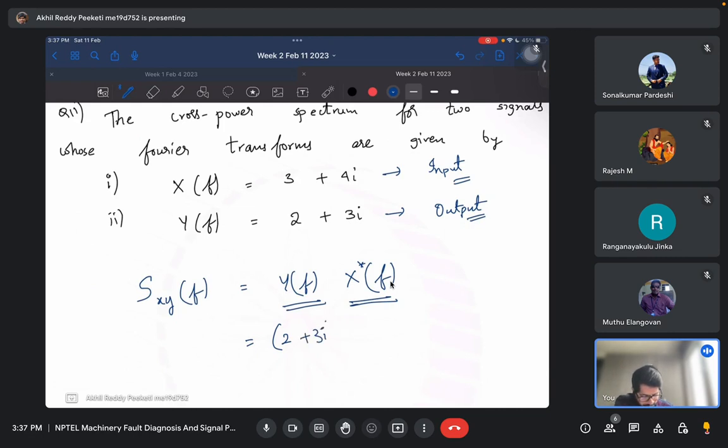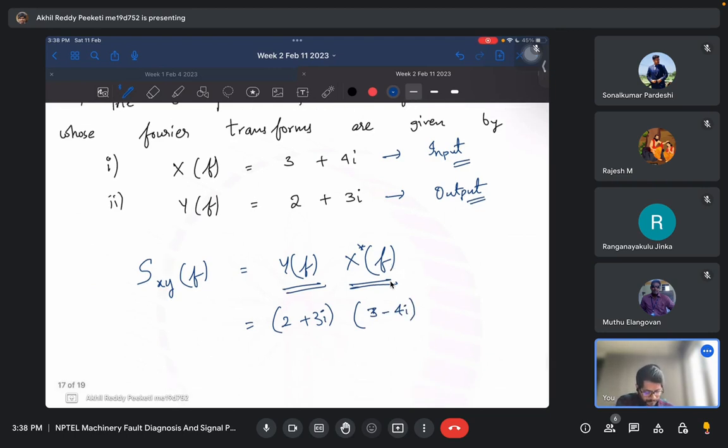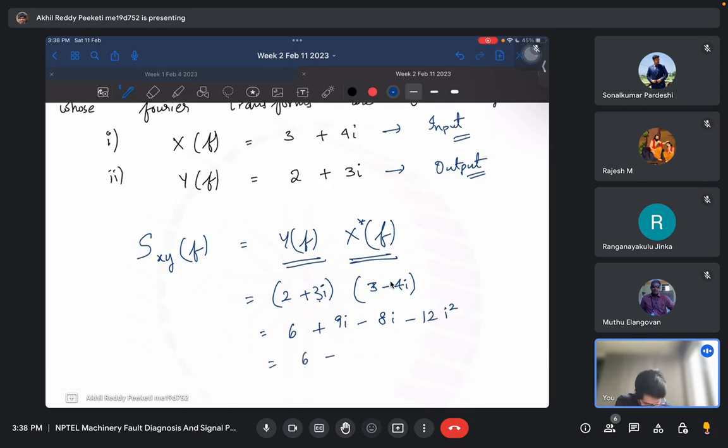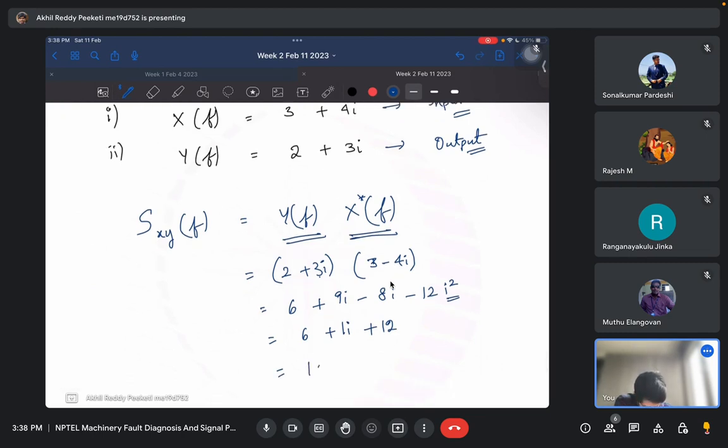So this is basically 2 plus 3i into 3 minus 4i. If you do the cross power for these two, 2 into 3 is 6, plus 9i, minus 8i, and then 3 into 4 is 12, minus 12 i square. So 6 plus 9i minus 8i is 6 plus i, and i square becomes minus 1, so minus of minus gives plus 12. So the result is 18 plus i.